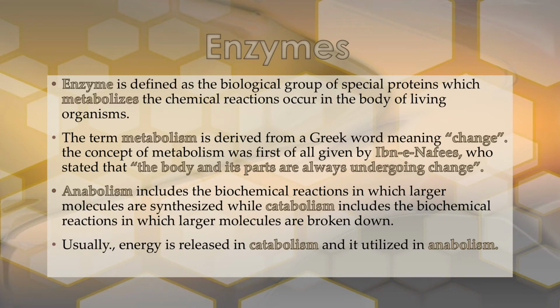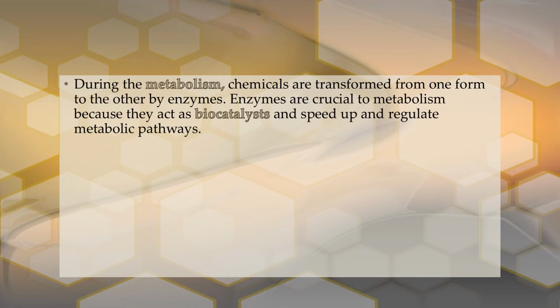So the next point: during metabolism, chemicals are transferred from one form to another form by enzymes. Enzymes are used for the digestion of food. The function of enzymes is digestion. Chemicals are transferred from one form to another with the help of enzymes, like our food changing from one form to another. So the function of an enzyme is to digest things.